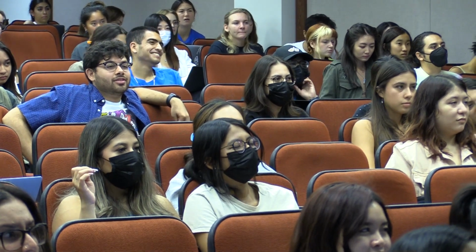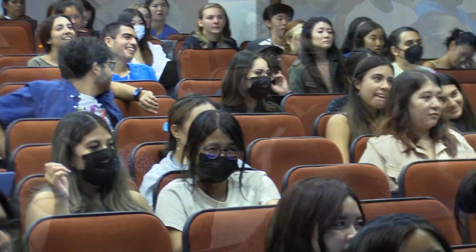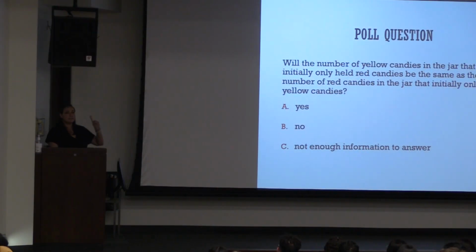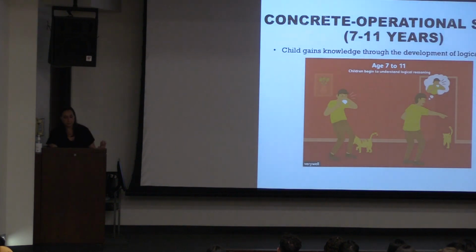Does that make sense, or do I need to propose this one more time? One more time? Okay. Two jars of candy, both have 200. What I'm asking you, is there going to be the same number of red in the yellow as there is yellow in the red? Oh, no. Overwhelmingly, your answer is no, but the answer is yes. It's absolutely yes.